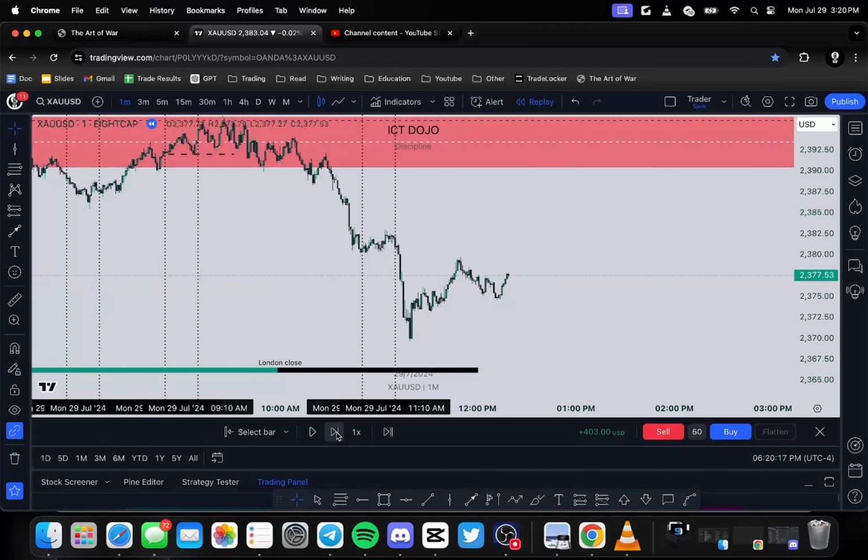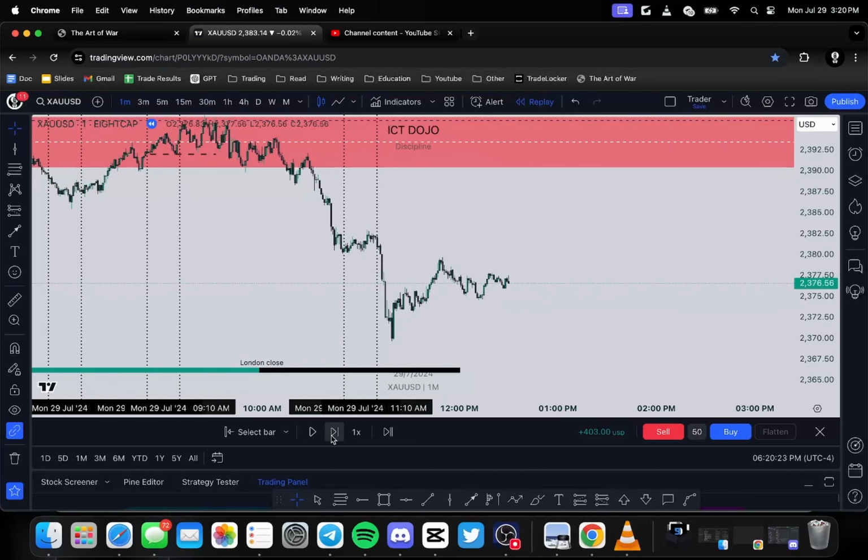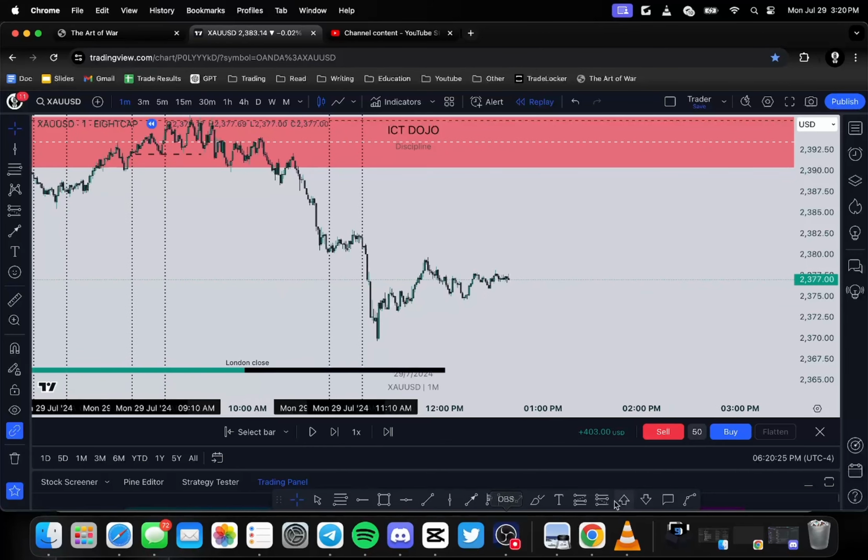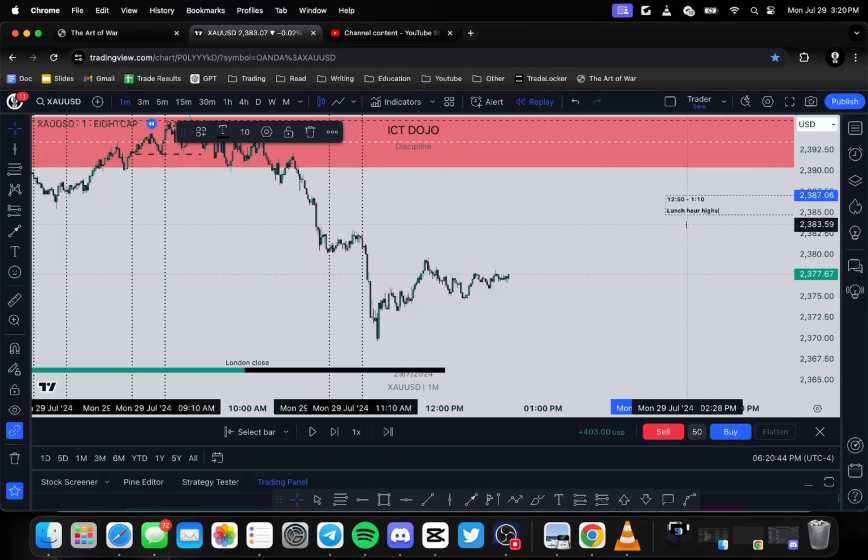Okay, we're inside of the PM session almost. We're building some liquidity for lunch hour. Let's see, lunch hour raid model. So our lunch hour raid model is 12:50 to 1:10, targeting the lunch hour highs. I guess we wouldn't really target lows. It would just be targeting the lunch hour highs if it fits the criteria for entry.